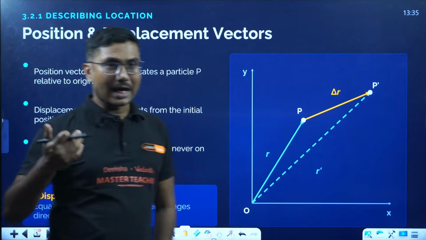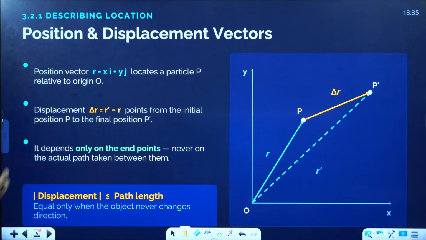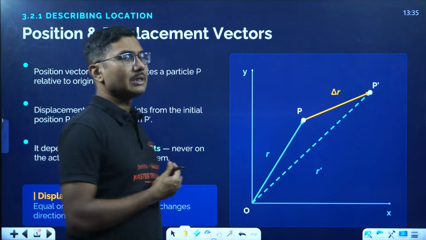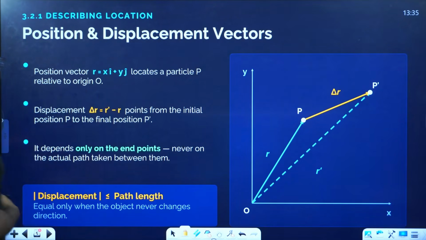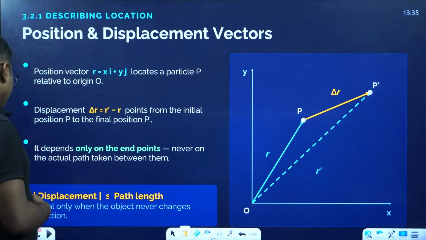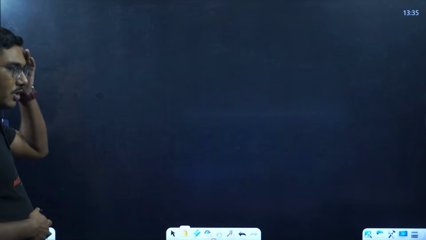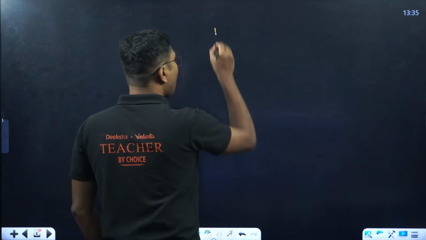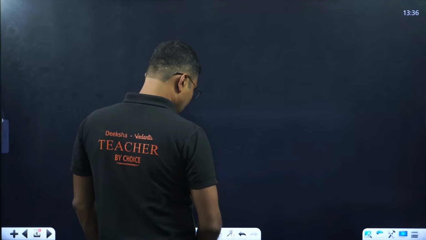So two vectors can be different. Now let us understand another thing, position and displacement vector. So what is a position vector? Position vector is basically denoted by the coordinate system. So we need to use our x and y coordinates.